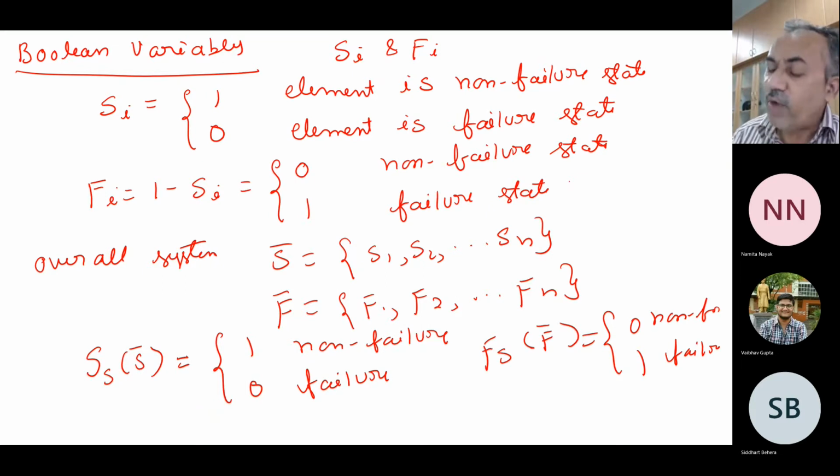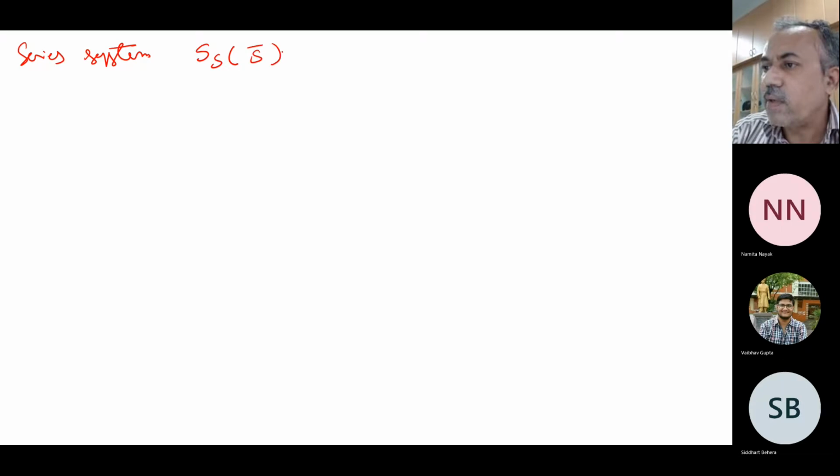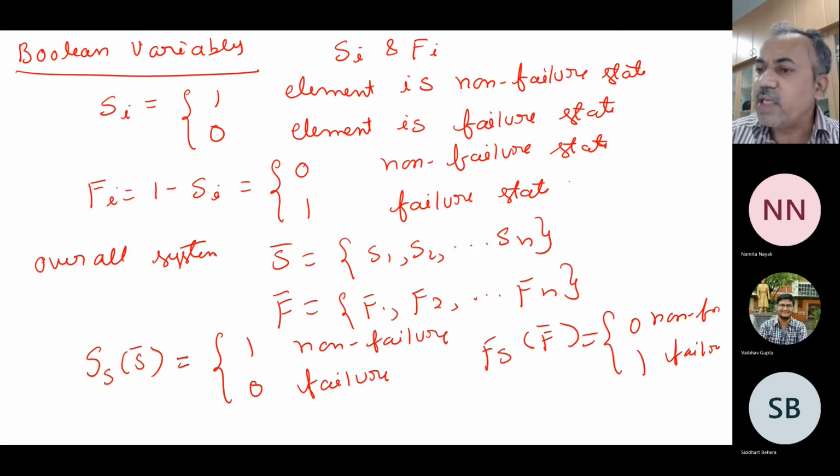Now if it is a series system, we are writing the same thing in terms of system failure. If the elements are in series and the individual elements are S1, S2, S3, S4, S5, what will happen to the overall system failure if it is in series? What do you mean by a series system? When the systems are in series, what is the physical meaning of a series system?